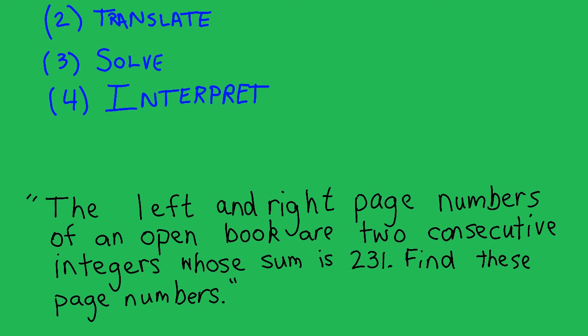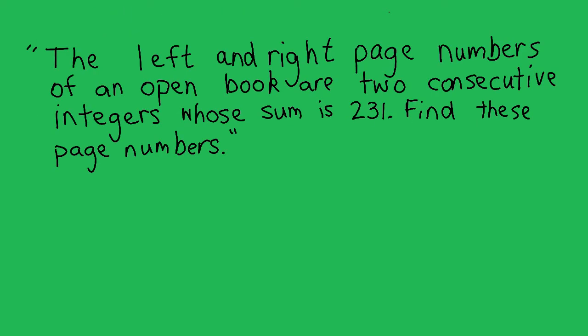Okay, so here's our problem. The left and right page numbers of an open book are two consecutive integers whose sum is 231. Find these page numbers.